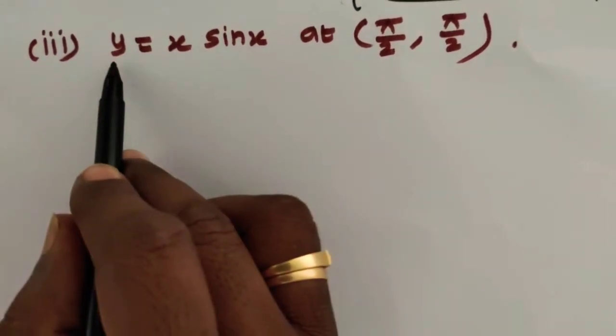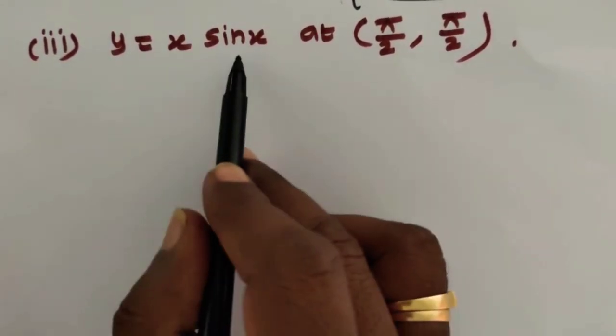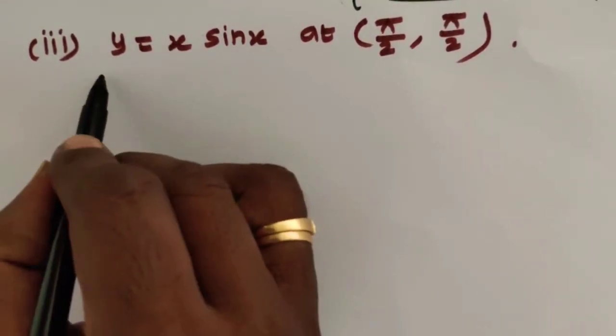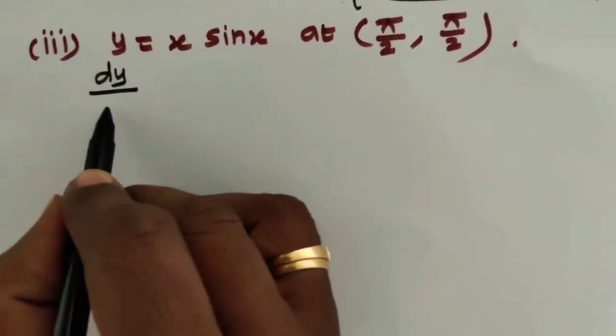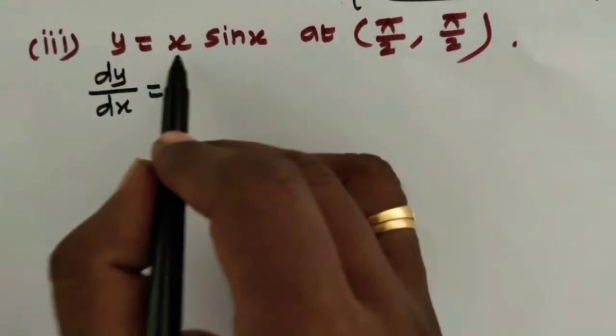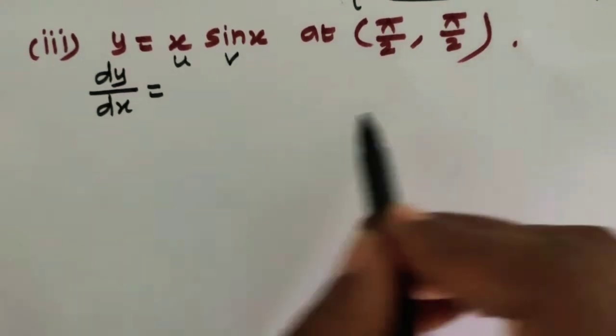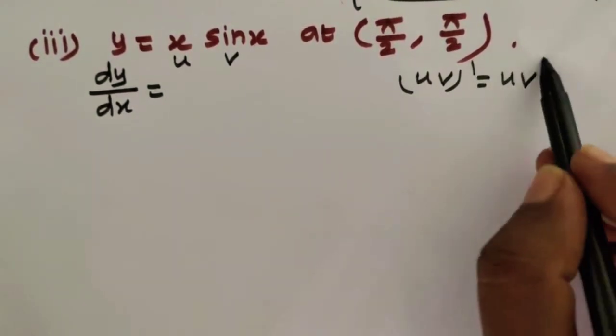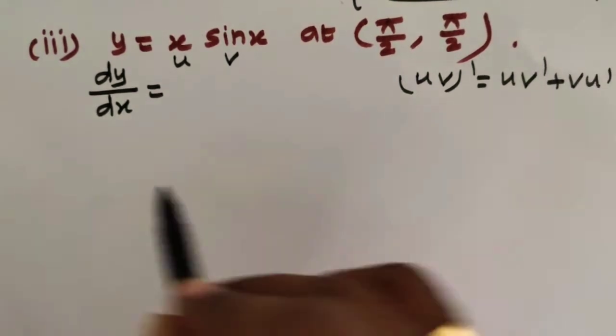Subdivision 3. Given curve y is equal to x sin x at the point pi by 2 comma pi by 2. Now, to find the slope of the tangent dy divided by dx, the function is differentiated with respect to x. Now this is of the form u into v. Differentiation of uv is u into v dash plus v into u dash.